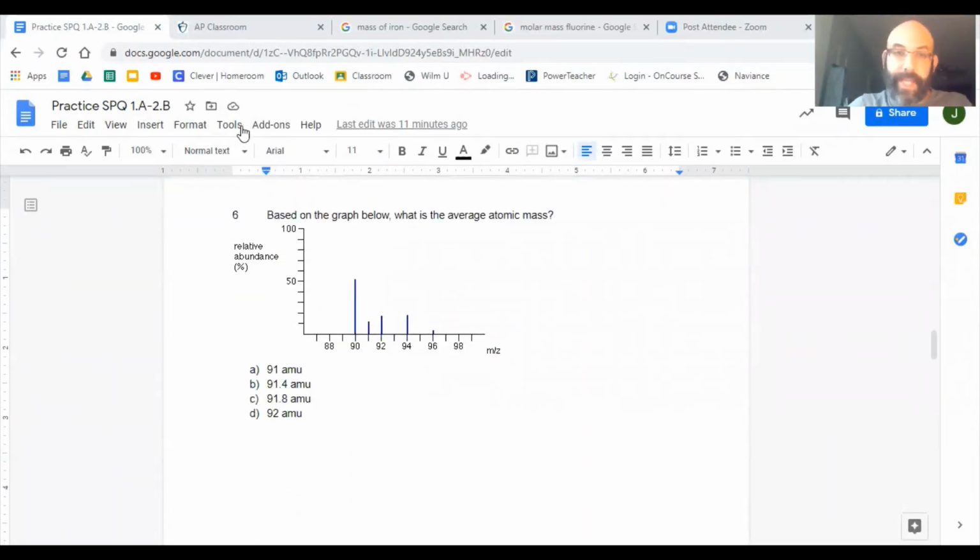Okay, 6, mass spec. Based on the graph below, what is the average atomic mass? Again, no calculator here. So let's see how we can estimate this problem through. All right, 50% of our isotope comes from 90. So we can think, 0.5 times 90. That means the remainder has to be 50%. So let's look at these two things.